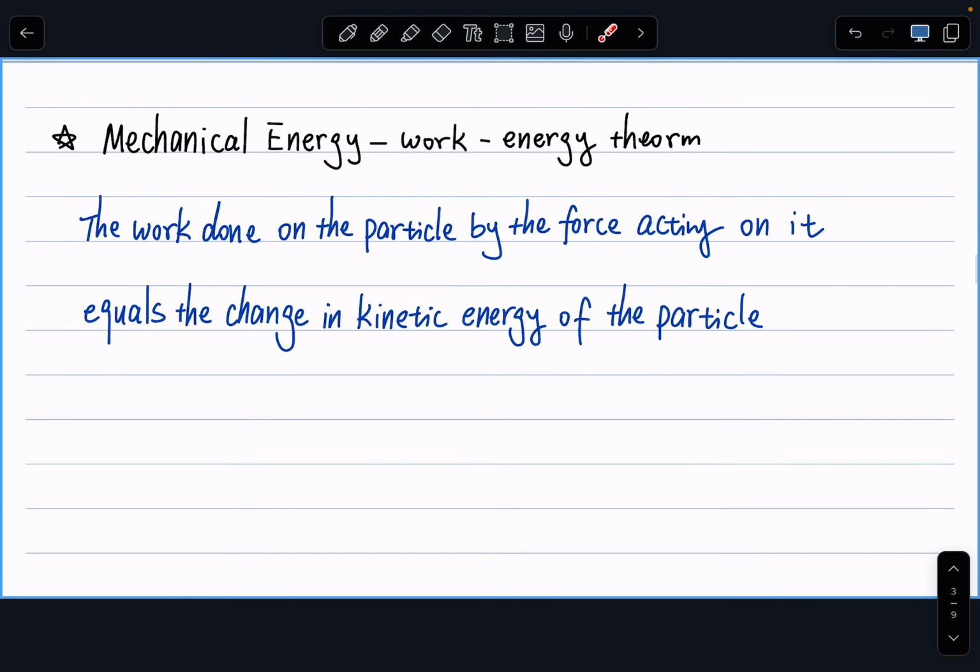And we will talk about, in classical mechanics, we have 2 different types of mechanical energy that are conserved. So in the mechanical energy parts, work is related to our kinetic energy. Or the other way to put it is the work done on the particle by the force acting on it equals the change in kinetic energy of the particle.